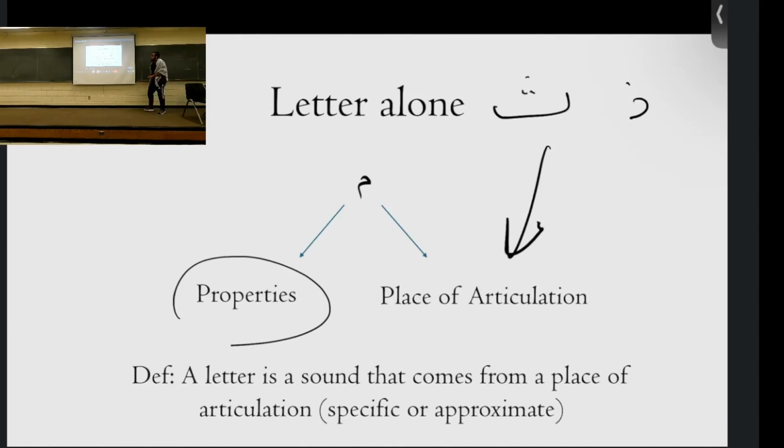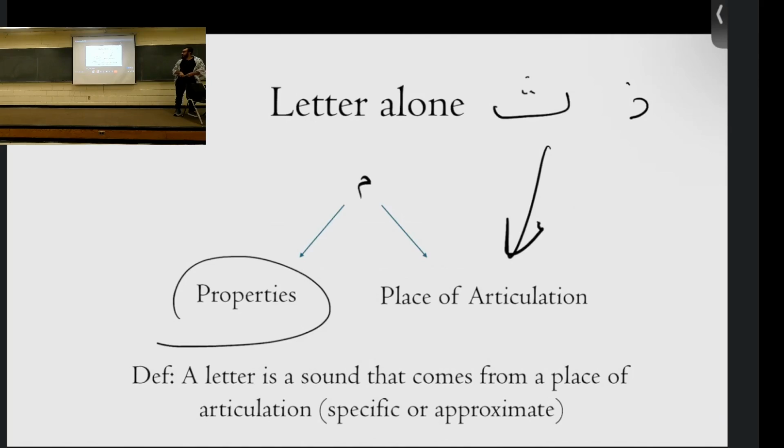Now, what is a letter? A letter is a sound. Generally, when we think of a letter, we think of the symbol. But a letter is a sound, a sound that comes from a place of articulation. Specific or approximate, we'll talk about them later. So a letter is a sound that comes from a place of articulation. Okay.